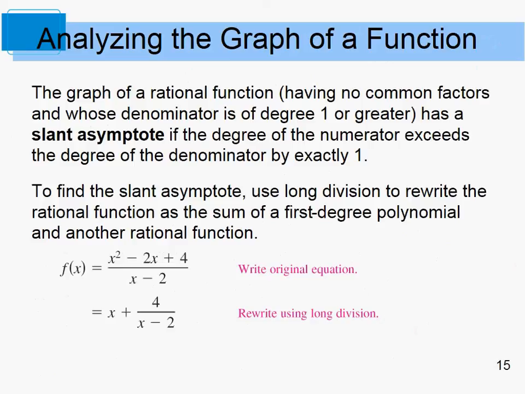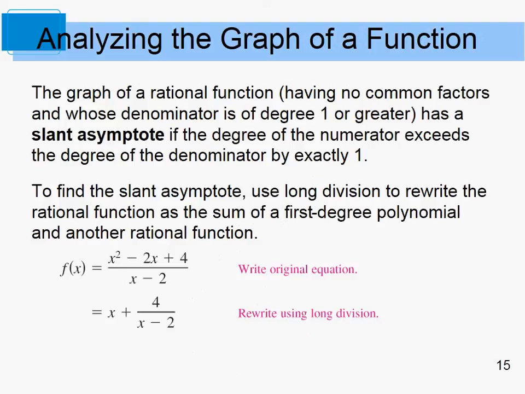Because now we have to talk about something called slant asymptotes. How is an asymptote slanted? Well, let's talk about it. Say we've got some rational function, but it has no common factors. I think in my class I skip slant asymptotes because we don't use them very often, but we're going to talk about them now just so we have them.